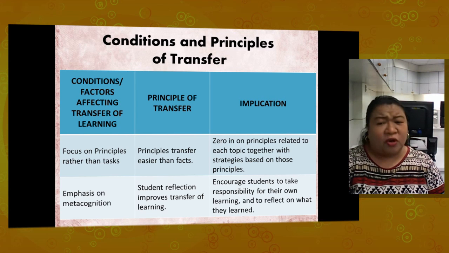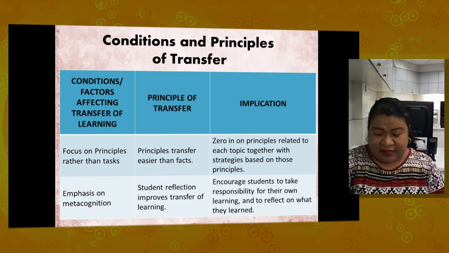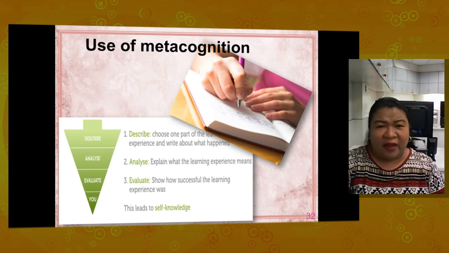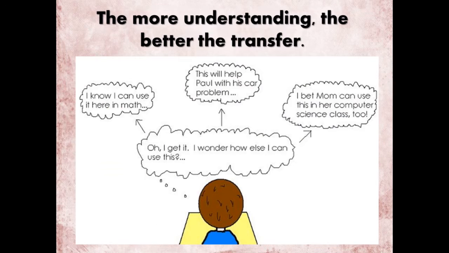So in the future, also always encourage your students to take responsibility for their own learning and to reflect on what they have learned. It is very important to use metacognition, and that they describe what it is that they learned, they analyze, they evaluate. Is this something useful for me? Is this something that can make me a better teacher? Or in what situation can I use this strategy? Where can I apply this? So it's very important that a teacher does metacognition.